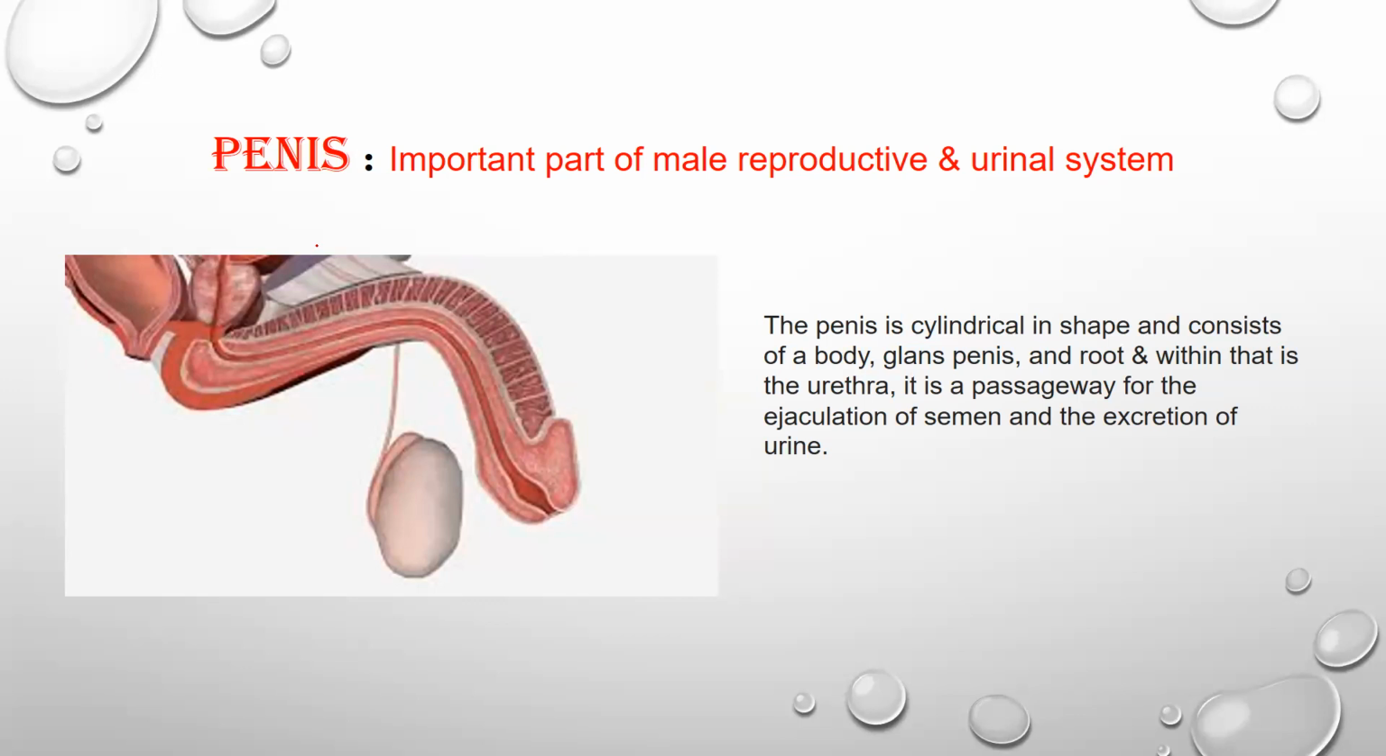The penis is cylindrical in shape and there are three parts of the penile structure. One is the body. If you understood the clitoris, there are three parts in the clitoris also: the legs, the body, and the glans. In the same way, the penis has a root, which is attached very near to the pelvic floor muscles and wrapped by them.